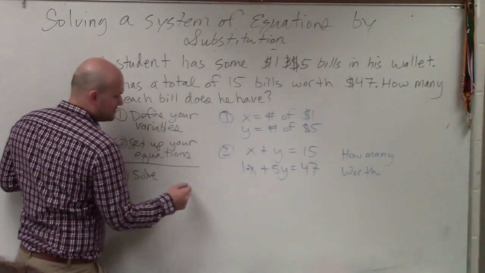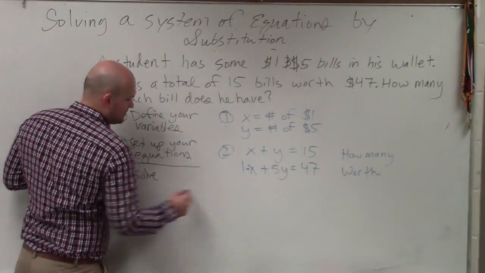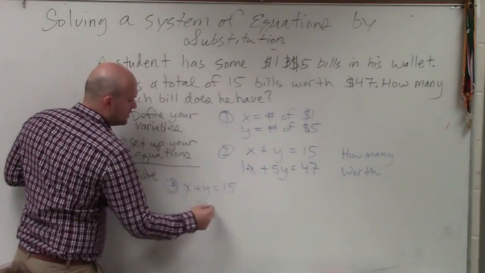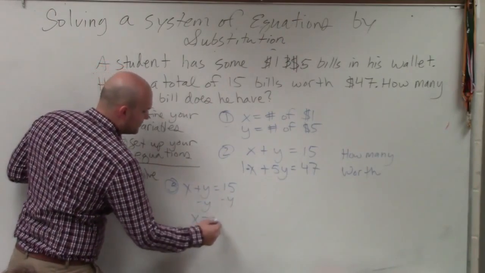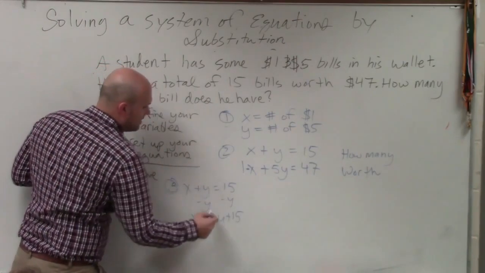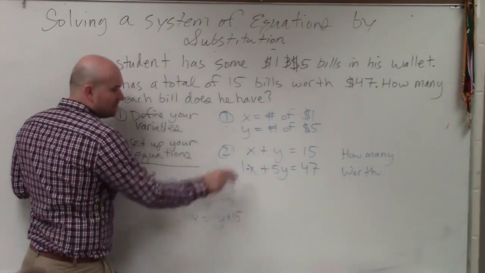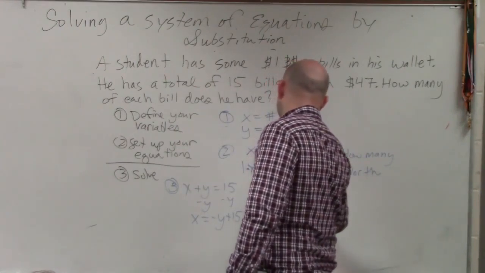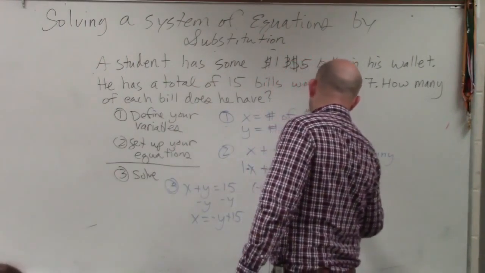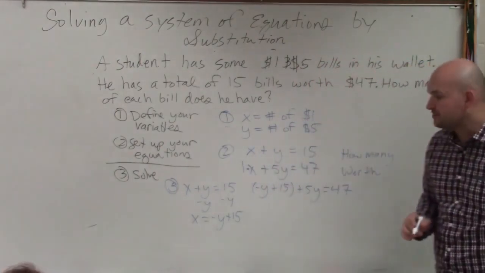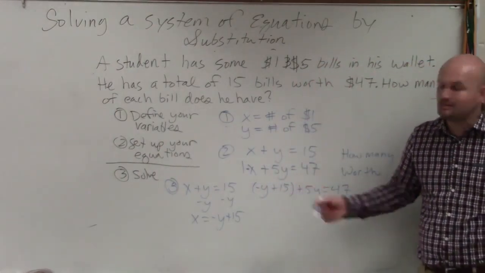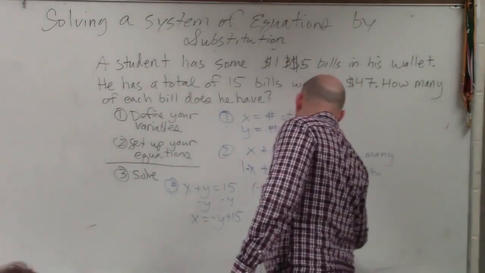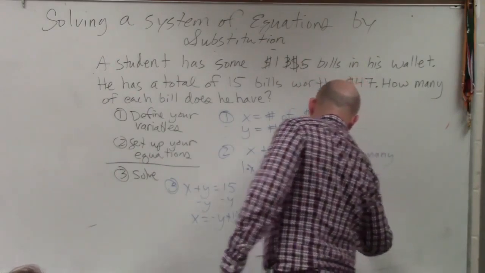So step number 3 is going to be x plus y equals 15. I'll subtract y, x equals negative y plus 15. That is my quantity that I'm going to plug in for x in the other equation. So when plugging that in, I get negative y plus 15 plus 5y equals 47. I'm not really multiplying anything by my x, so I don't really need the parentheses. So negative y plus 5y is 4y. So I have 4y plus 15 equals 47.